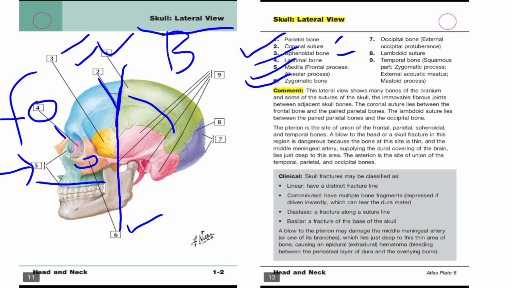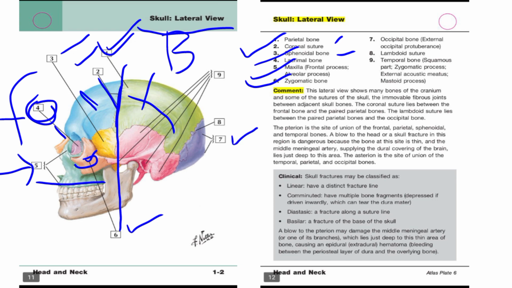So in the lateral view these bones are more clear. First label is the frontal bone. Second is the coronal suture. It joins the two bones, frontal and parietal. This is the frontal bone, this is the parietal bone. It joins these two bones. This is the coronal suture. The third one is the sphenoid bone. Fourth is the lacrimal. Fifth is the maxilla. And the sixth one you can see in the peach is the zygomatic bone.